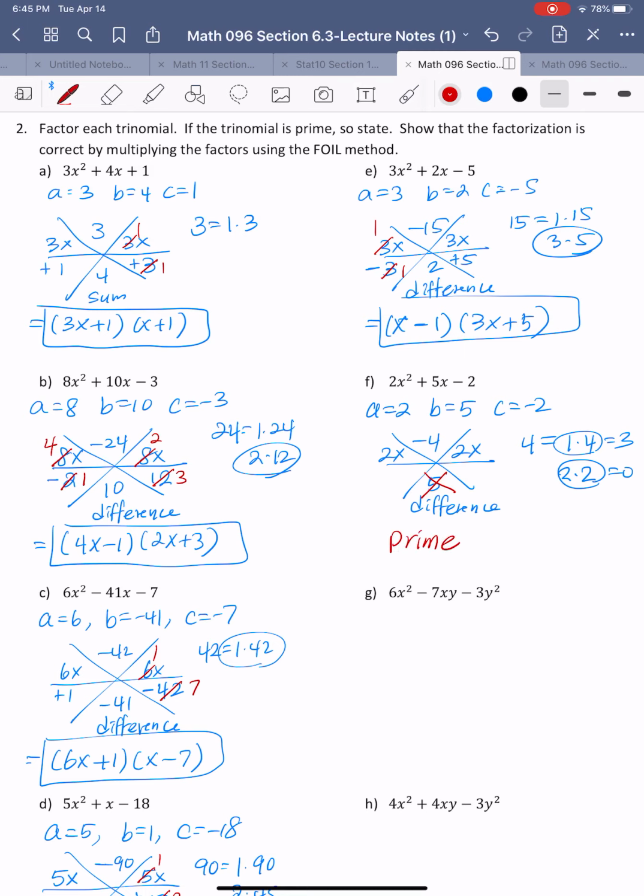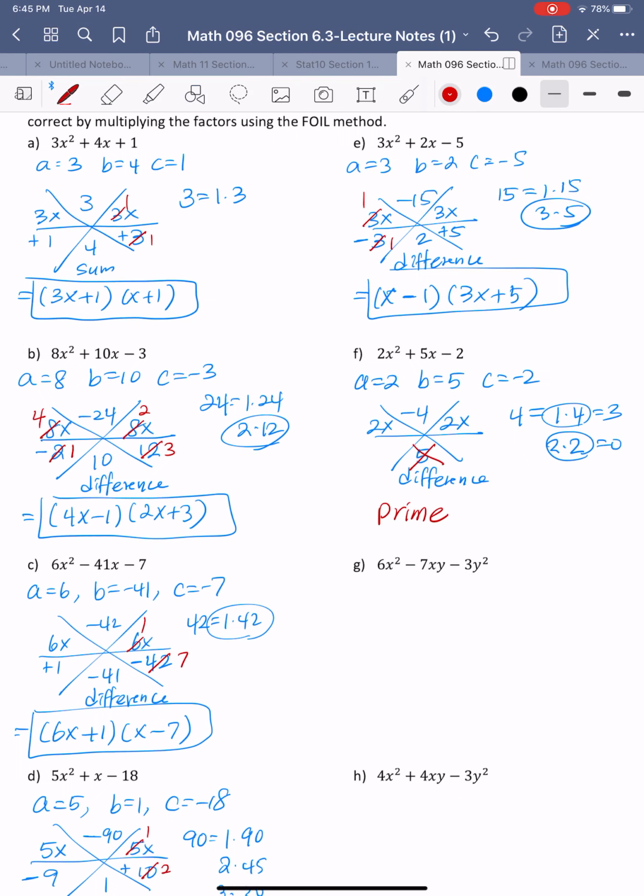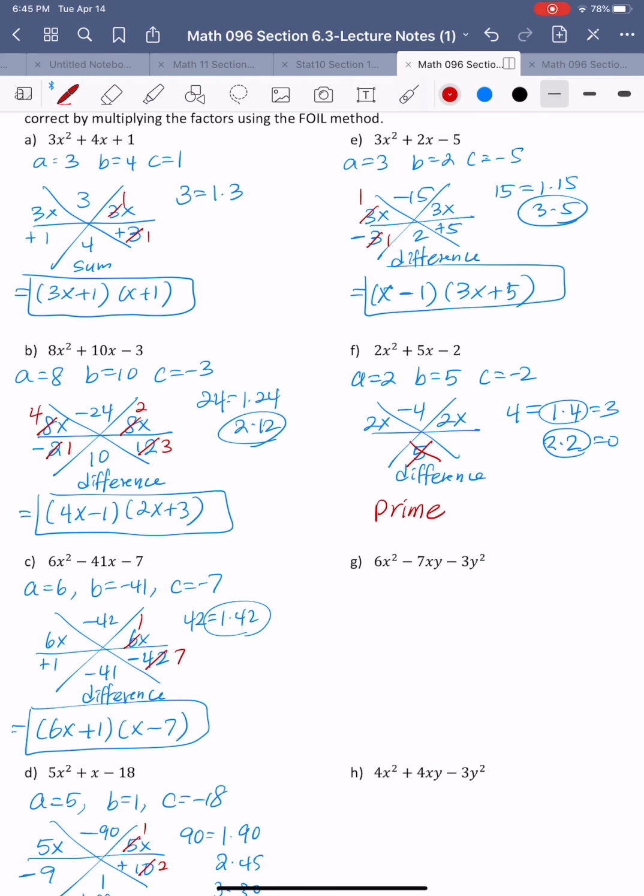Okay, so some polynomial is not factorable. You should admit that. Now, 6x squared minus 7xy minus 3y squared. So a is 6, b is negative 7, c is negative 3. And you get negative 18 and negative 7, of course, is a difference.